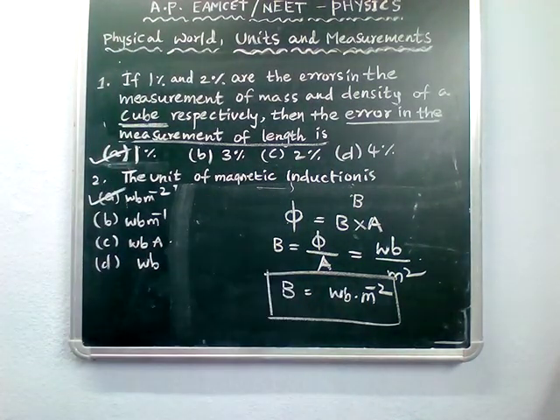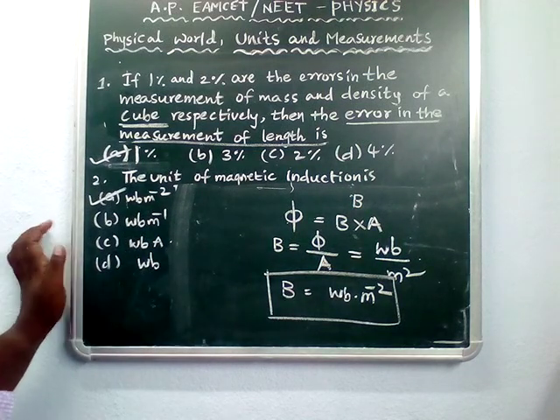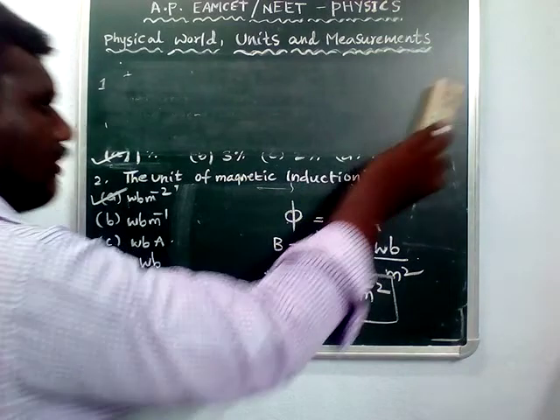So in this way you can calculate them. If you know the formula, you can substitute the SI units, so you can determine the asked question. Understand? The asked question's answer will be Weber meter inverse 2. So this is the answer. Now let us go to question number 3.